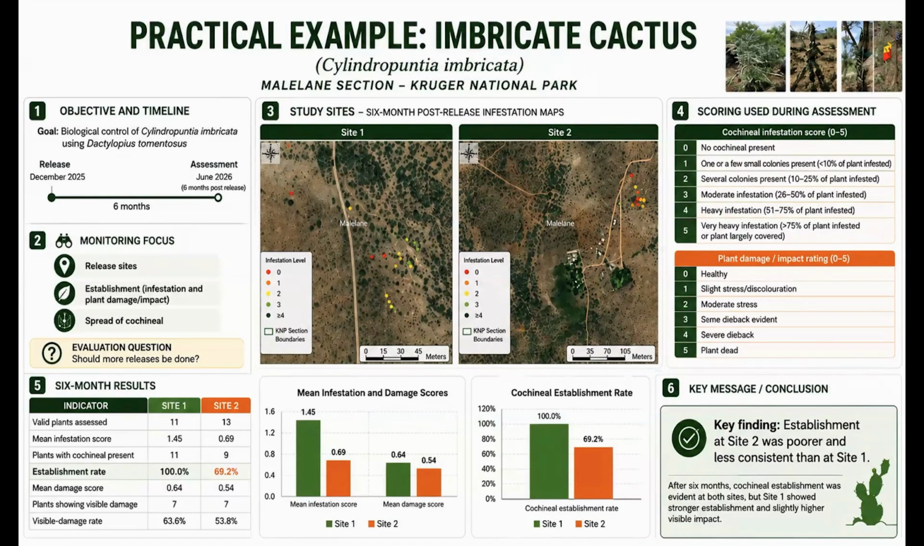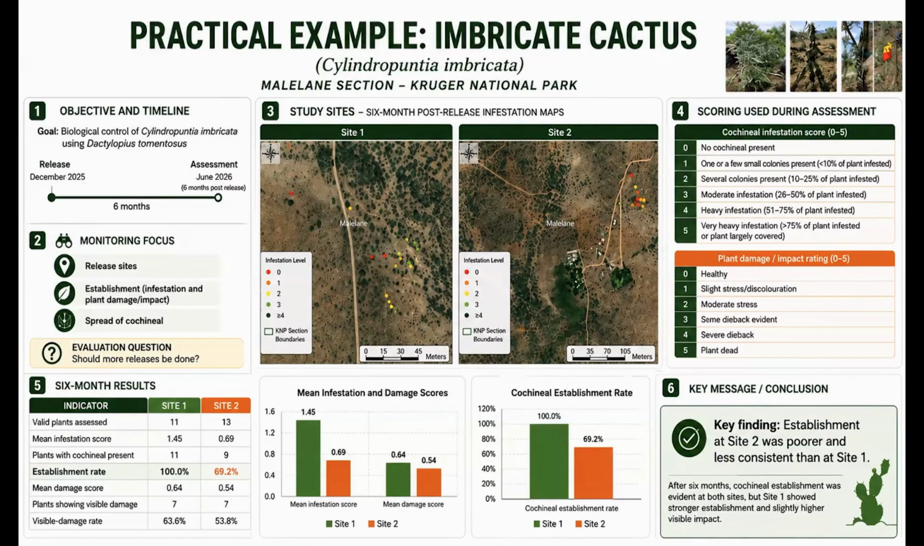Because if you change your scoring system, then it becomes difficult to compare the trend over time. So in this particular site, we're looking at the establishment of the cochineal and also to see if there were any damages. So we had site 1, we had site 2 as well. What we got from the data that we collected from monitoring was that establishment on site 1 was 100%, but establishment on site 2 was 69.2%.